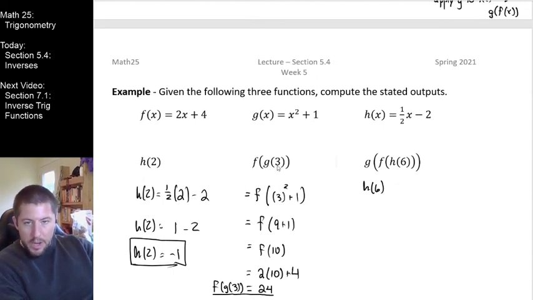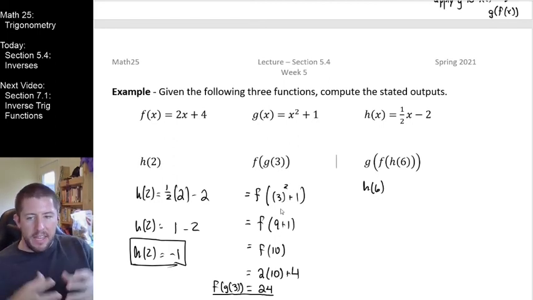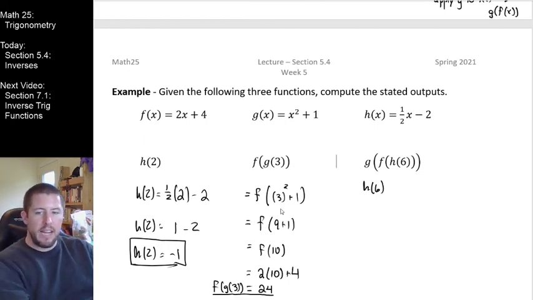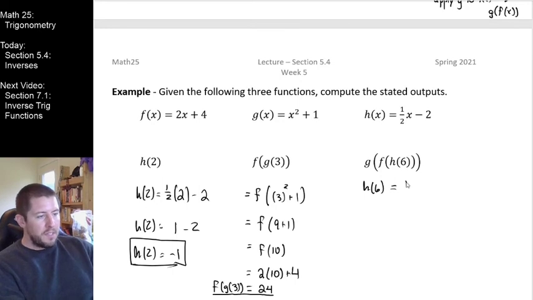This is like me doing just g of 3 first, where I did it inside of the expression, but I'm now thinking of that as more of like side work rather than keeping my entire whole expression together the whole dang time. So I'm first going to say, what's h of 6? h of 6 should be 1/2 times 6 minus 2, which should be 3 minus 2, which is 1. So h of 6 is 1. So therefore, g of f of h of 6 is really g of f of 1.